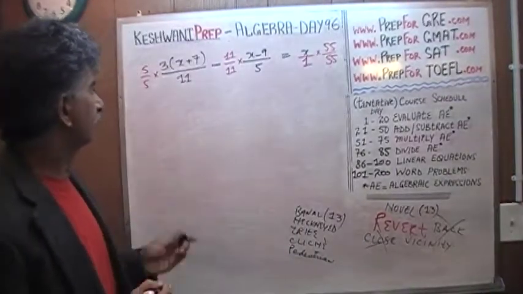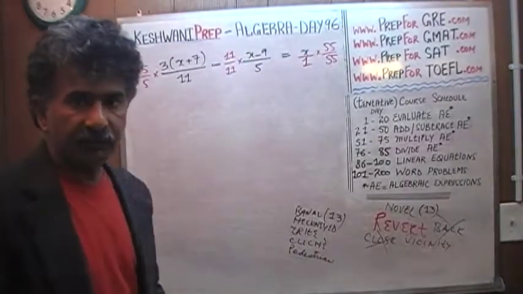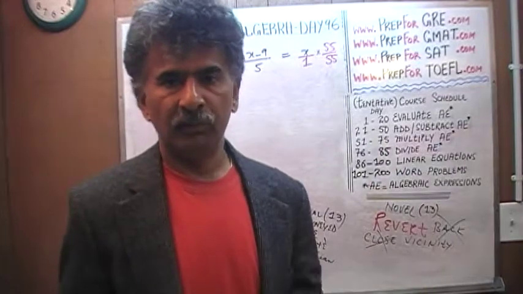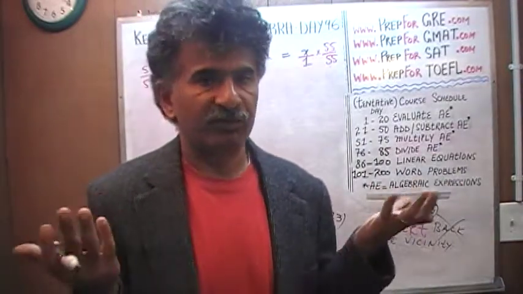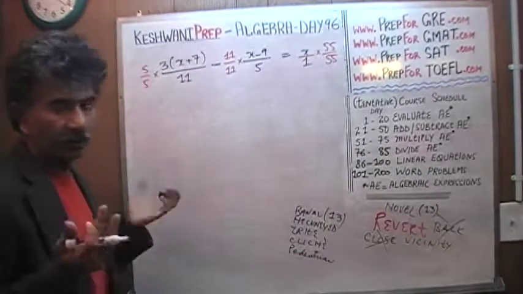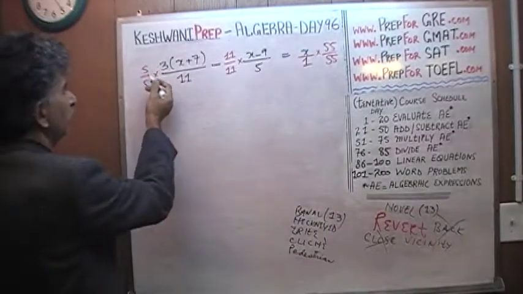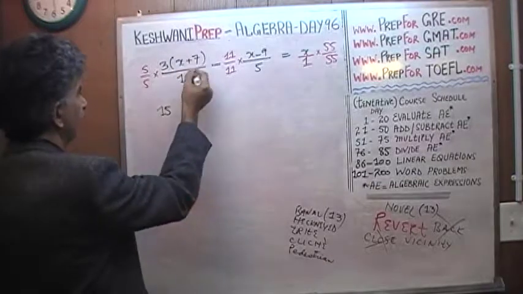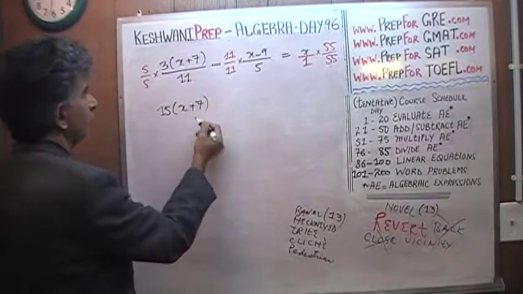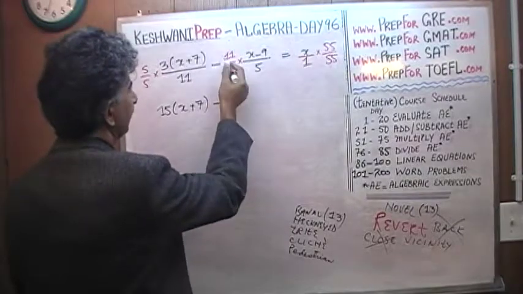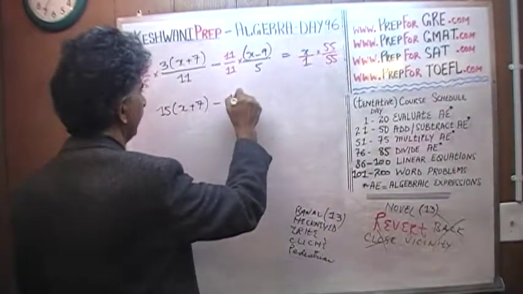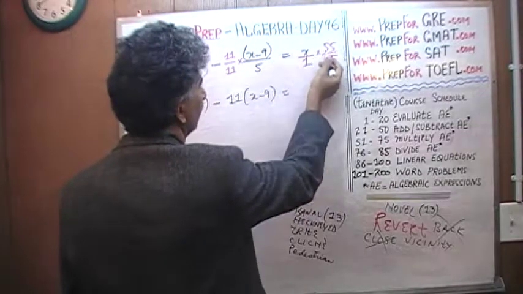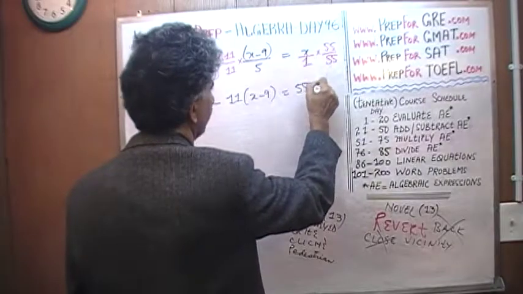Anyway, enough of that. So now that everybody has 55, it's no longer special. It plays no role. Everybody has it. It has no meaning. It has lost its significance. So we can ignore it. So now what we have to do is multiply. 5 times 3 is 15. 15 times x plus 7 minus 11 times x minus 9. And then on the top we have 55 times x. Don't forget we have x on this side.